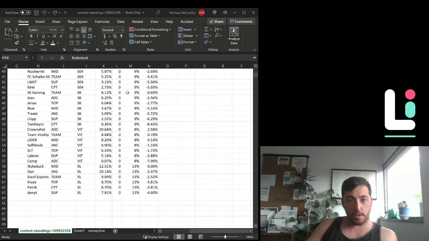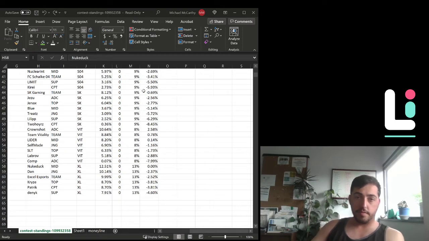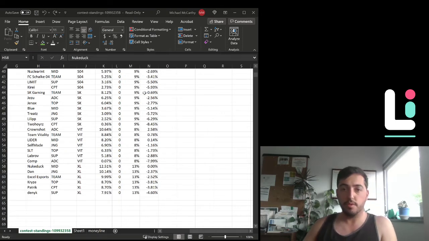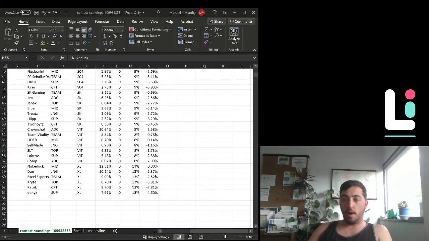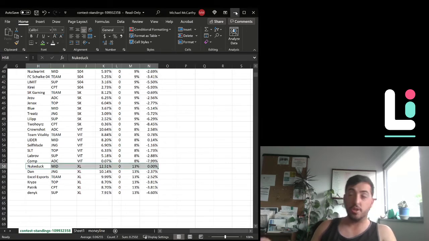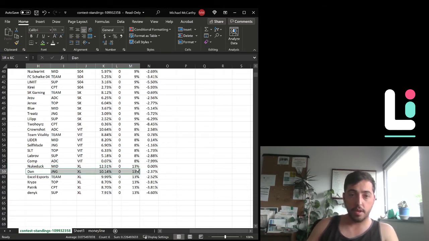So Nuke Duck was less expensive than Patrick by a somewhat considerable amount, 600 less. And if they're both the primary carries on the team, then it should be 50-50 that one of them is the highest scoring player. Now that Jungle's more involved, it's probably closer to a 33% chance of the highest scoring player on the team.